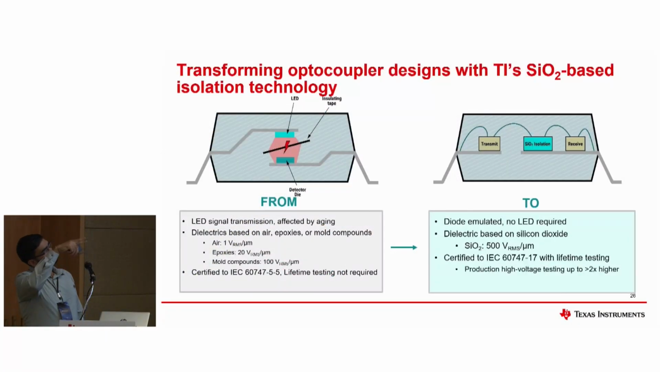Just to understand the structural difference between a traditional optocoupler and the highly reliable offering from TI on opto emulators. As I said, these are highly prone to aging effects, and due to this, these are generally not preferred in automotive and space grade applications. And the dielectrics, as I said, the mold compounds, the epoxy, these offer the least dielectric strengths in the industry.